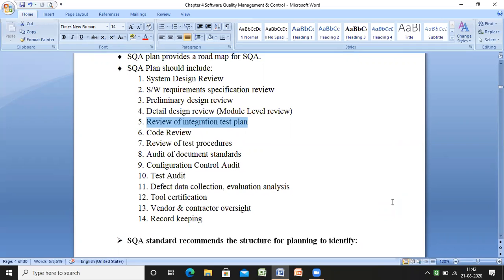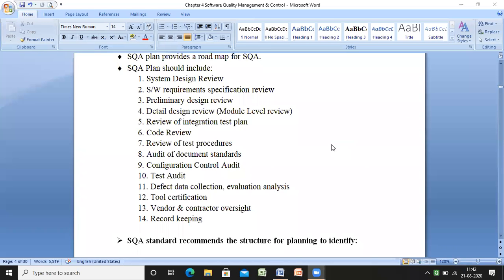Now, code review. Why is code review a part of quality assurance? Because unless I do unit testing or debugging of the software, I am not going to build the software. If I write my code and it is not in the correct way, who is going to rectify my problem? In this case, we get code review.